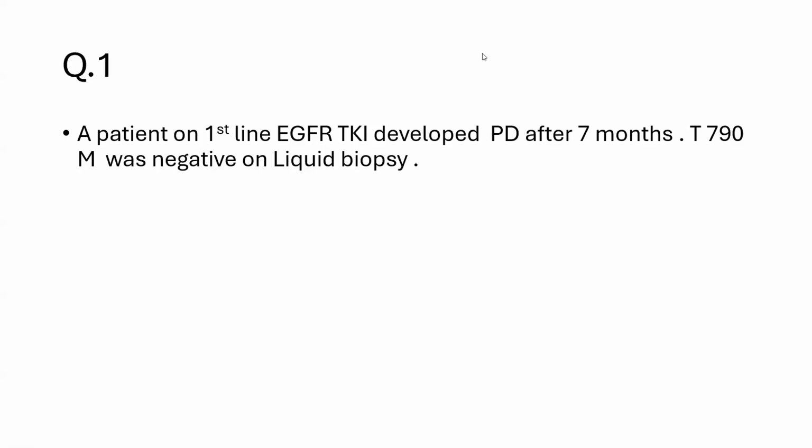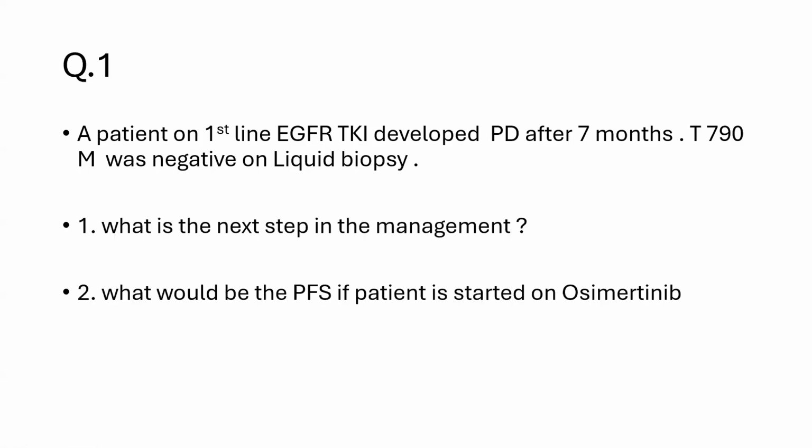So a patient on first-line EGFR TKIs developed PD after 7 months. T790M mutation was negative on liquid biopsy. So what is the next step in the management?